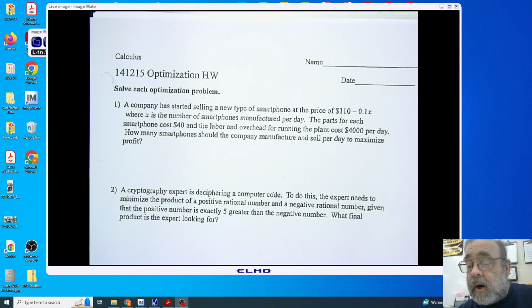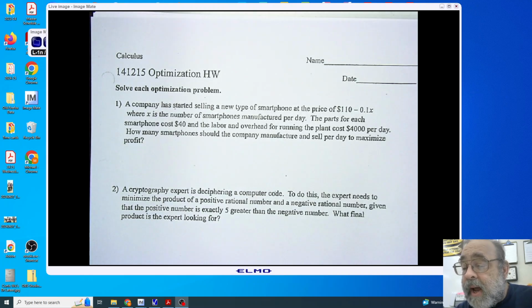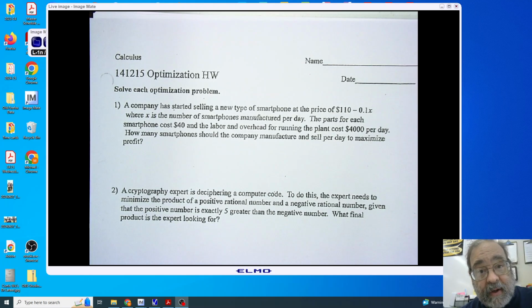a company has started selling a new type of smartphone at a price of $110 minus 10 cents X, where X is the number of smartphones manufactured per day. The parts for each smartphone cost $40, and the labor and overhead for running the plant cost $4,000 per day. How many smartphones should the company manufacture and sell per day to maximize profit?